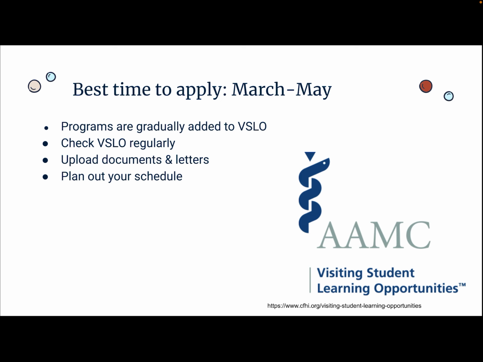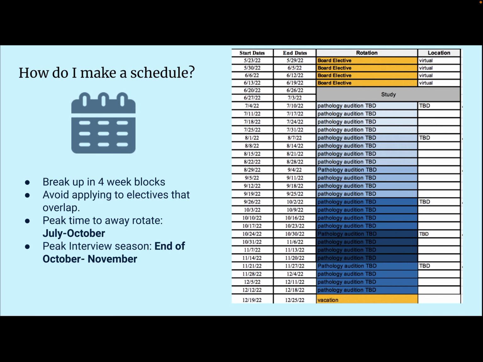So, best time to apply is March through May. You use the VSLO website, and that is where you apply to your electives and have everything submitted for institutions to review. How do I make a schedule?